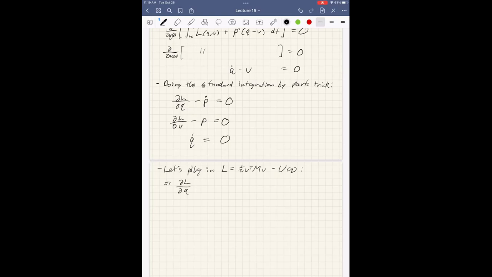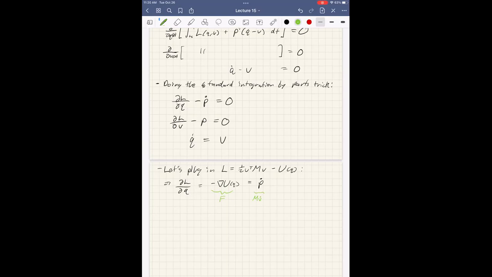Okay, so what happens when I take partial L, partial Q here? It's minus del U, right? So this is the force from the potential. So this is just like F basically. And this equals P dot, right? So this is F equals ma.